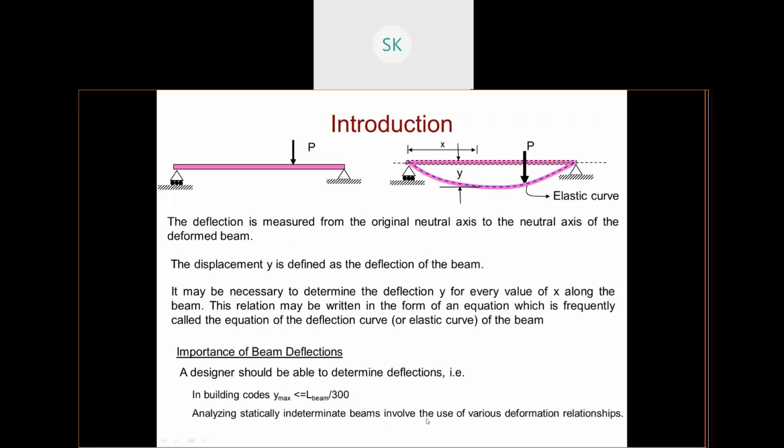Analyzing statically indeterminate beams involves the use of deformation relationships. I have discussed what is statically indeterminate and what is statically determinate. Statically determinate beams are those where you can use the three equations of equilibrium to find the reactions. Statically indeterminate beams are those where these equations are insufficient to find the reactions. So analyzing statically indeterminate beams involves the use of various deformation relationships.